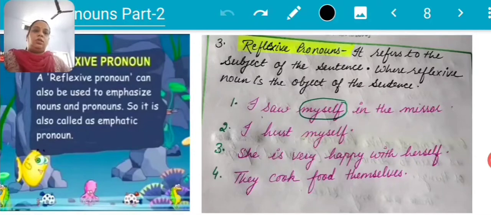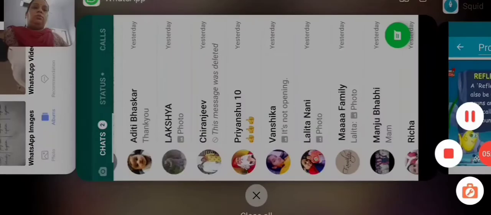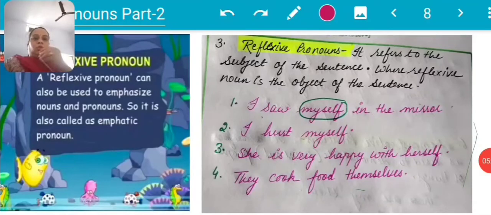So, see the sentence first here. Reflexive pronoun, it refers to the subject of the sentence, where reflexive pronoun is the object of the sentence. So, here you have to take care of one thing. You know about what is subject and what is object, right? So here in this sentence we will see which is subject first. Okay, try to understand it like that.